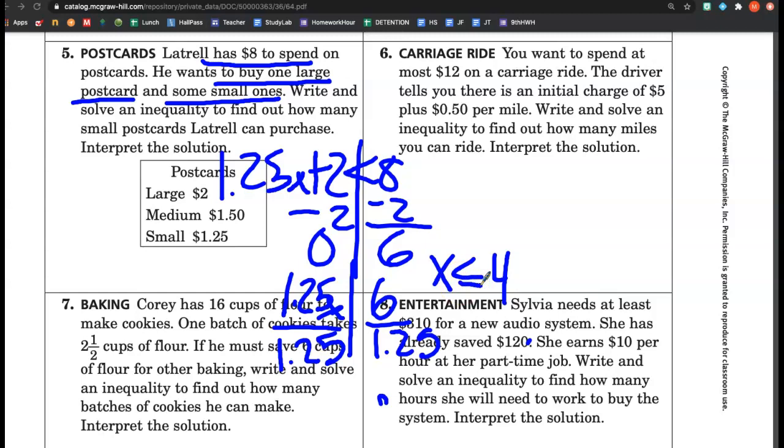Did you have enough for that 5th postcard? No. So when you actually divide 6 divided by 1.25, you get a decimal 4.8. Can you buy the 5th postcard? No. So their final solution is x is less than or equal to 4.8 technically, but 4 because you can't buy a part of a postcard. So if you interpret your solution, can you buy 5 postcards? No. So you have to buy 4 or less.